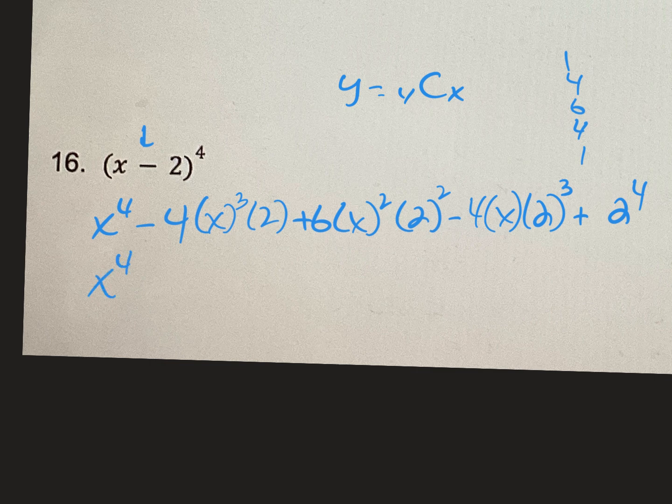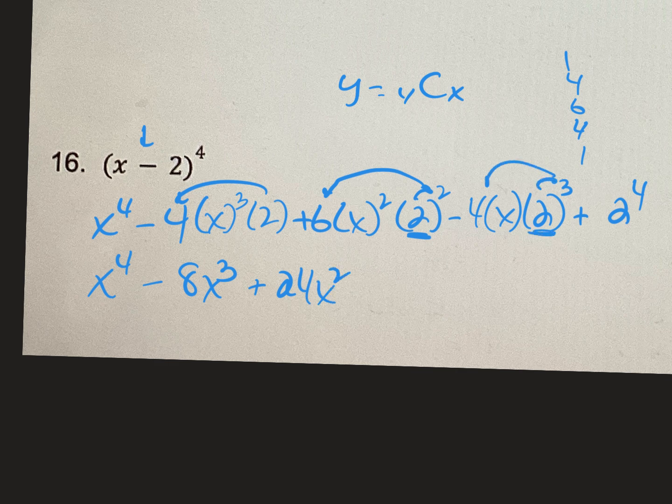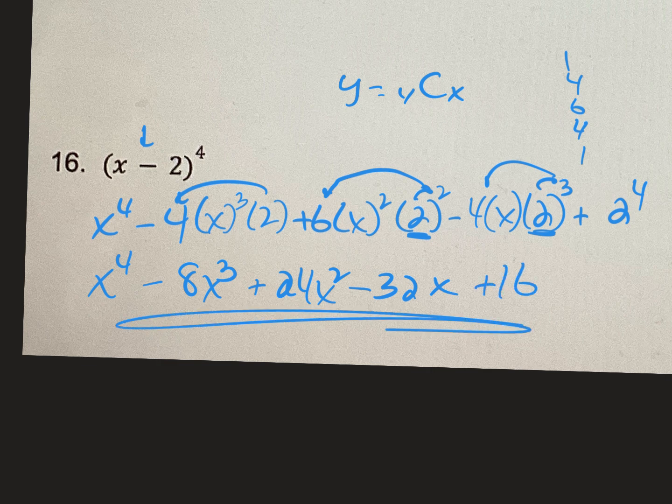So one more step. x to the fourth. Here, 2 times 4 is 8, x cubed. Here I'm doing 2 squared, which is 4, times the 6, which is 24, x squared. This one, 2 cubed is 8. 8 times 4 is 32, x. And then 2 to the fourth is 16. And there you have it.